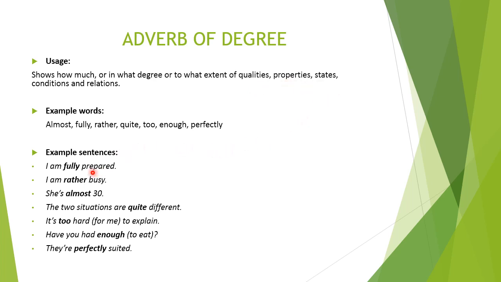Example sentences: I am fully prepared. I am half prepared, I am fully prepared. So this is an adverb of degree. I am rather busy. She's almost 30. The two situations are quite different. It's too hard for me to explain. Have you had enough to eat? They are perfectly suited. So an adverb of degree tells the qualities, properties, states, conditions and relations of the verb.